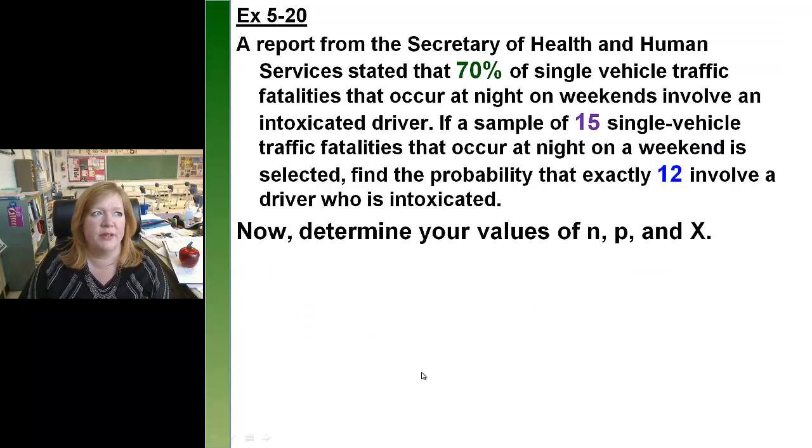0.076. I'm going to have you try example 5-20 on your own. You need to determine what n, p, and x are and find that probability.